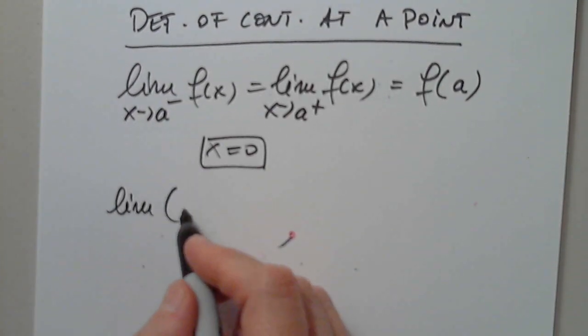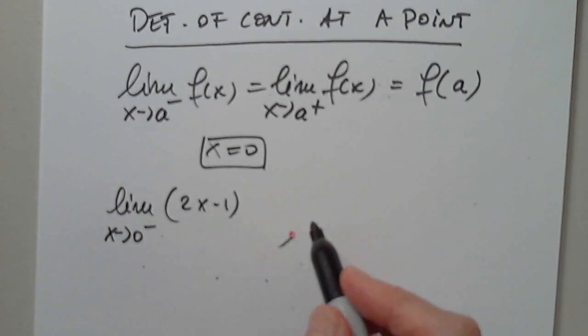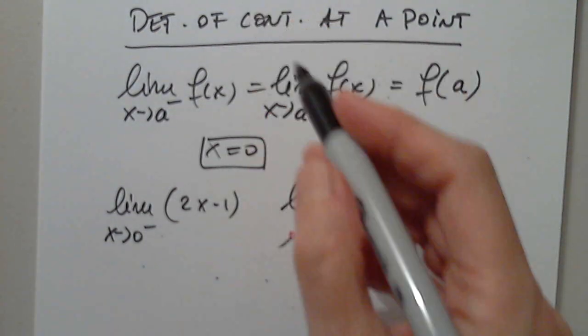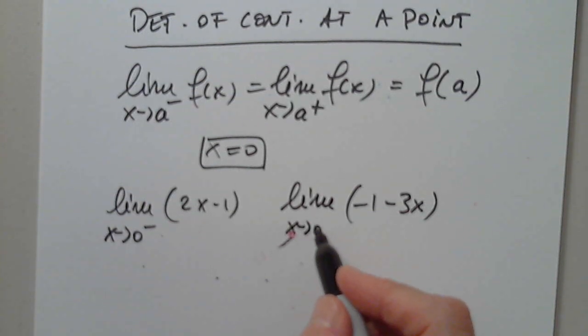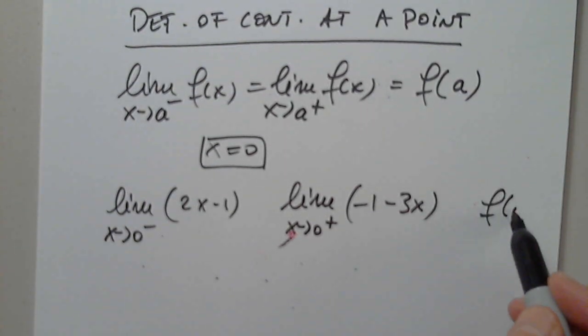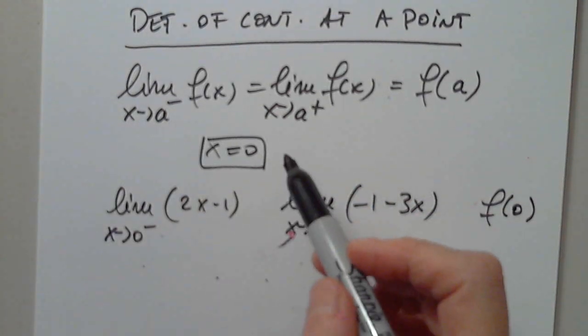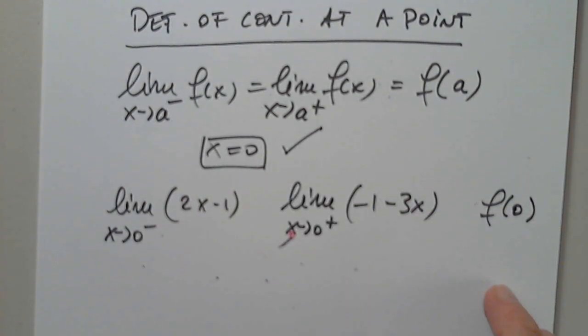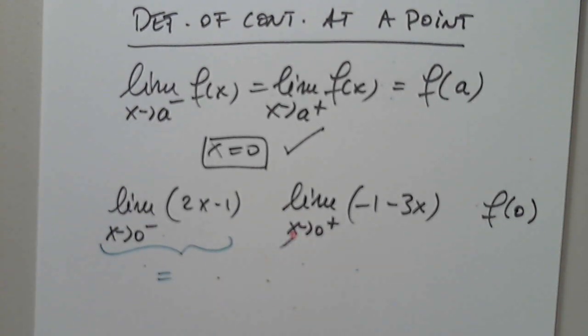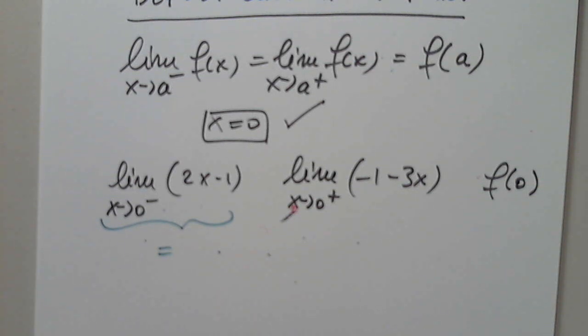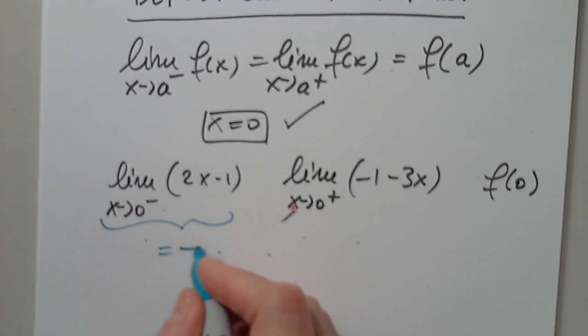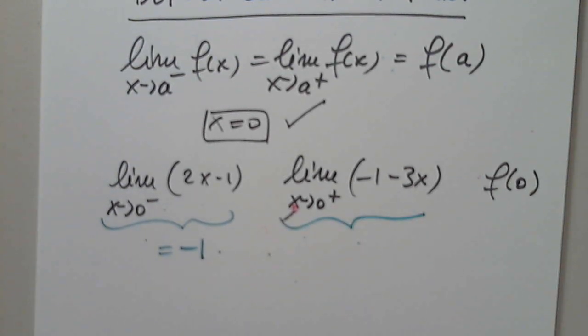Let's calculate the limit of 2x minus 1 as x approaches 0 from the left. Let's calculate the limit of negative 1 minus 3x as x approaches 0 from the right. And let's determine f of 0. If they're all the same, then we'll say continuous at 0. If they're not the same, one or two, doesn't matter, then the function is not continuous at 0. So can anyone give us this number? Negative 1. Excellent. Substituting 0. Good.